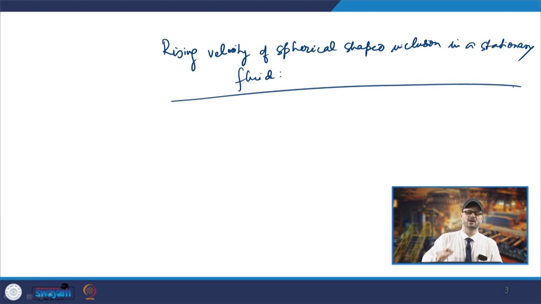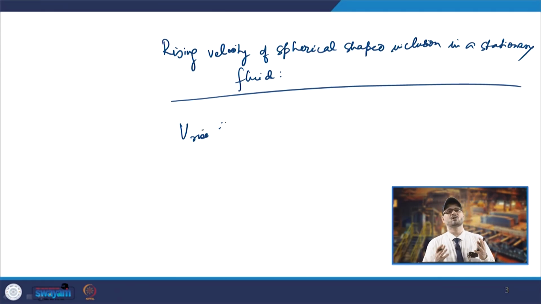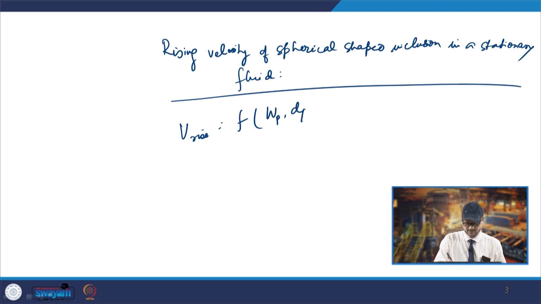towards the upper side. So, normally your V rise will be a function of the weight of the particle, the diameter of the particle, the coefficient of viscosity of the medium, and the density of the medium. So, it is a function of the weight of the particle Wp, the diameter of the particle dP, the coefficient of viscosity of the medium, and the density of the medium.